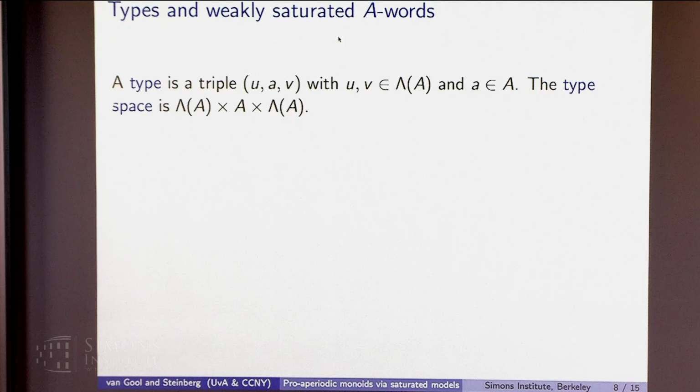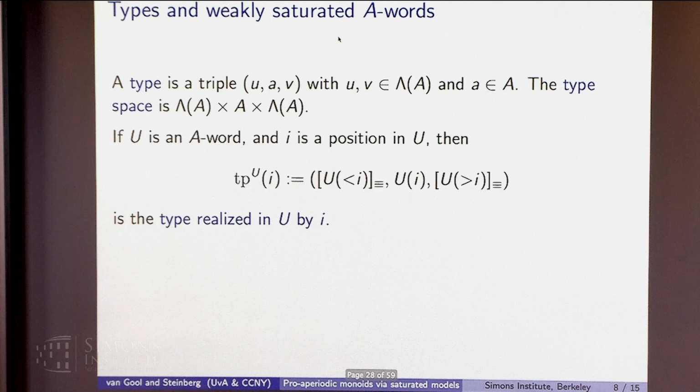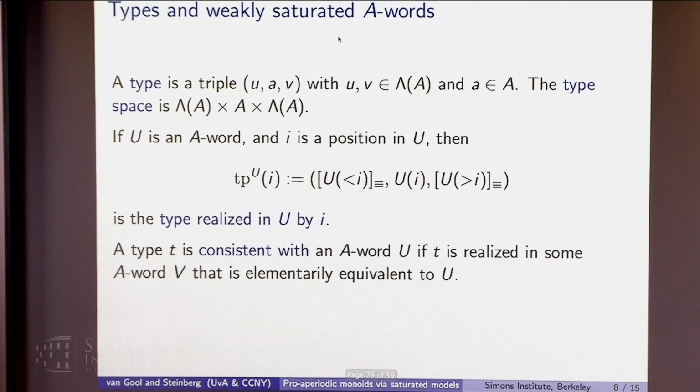So a type that would be called a complete one type in model theory is just a triple where I have two A words and a letter in the middle. And the type space is this product here. Why is that a type? Because essentially if I have an A word and I have a position, I can look at the theory of what happens to the left of that position, the theory of what happens to the right of that position, and what letter do I have. That completely describes the whole first order type of that word with a marked position, right? And now that's the type realized in a word.